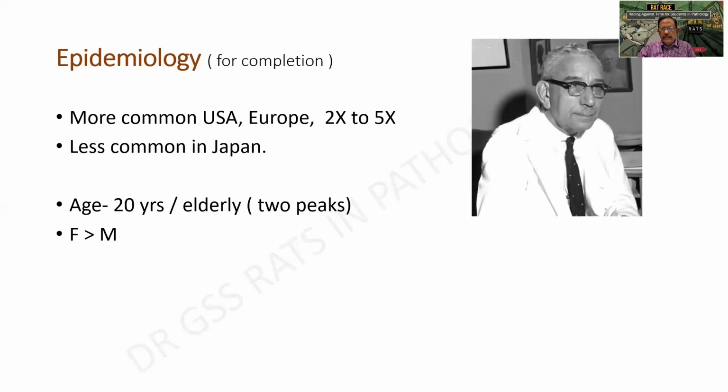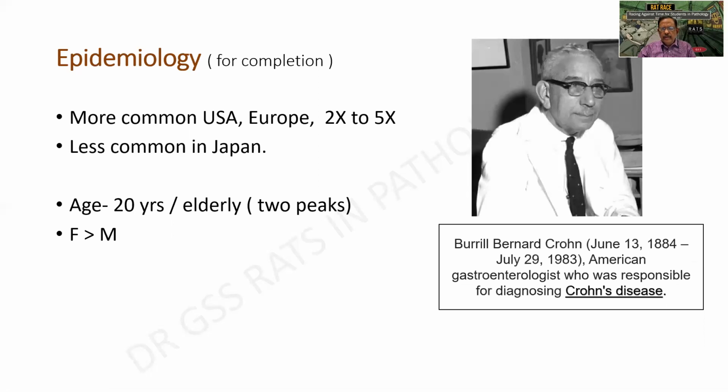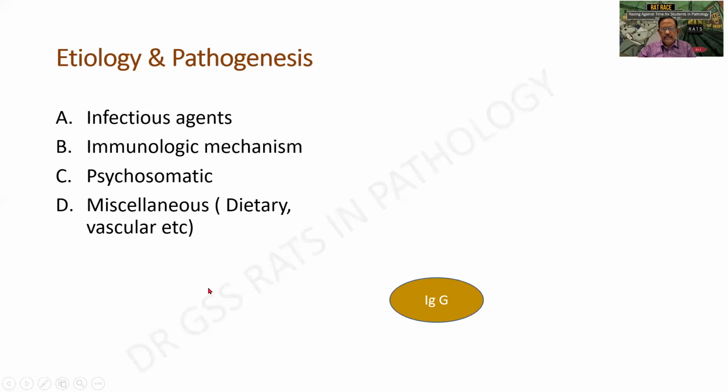Who is this particular gentleman? Crohn. He was an American gastroenterologist after whom the disease has been named. Etiology and pathogenesis, nothing is proven, but then we have to write all. A history of infectious agents, we shall be seeing the list. Immunological mechanism, sometimes associated with psychosomatic disorders, as well as miscellaneous etiological factors such as dietary, vascular diseases, etc., have been implicated in the etiology of Crohn's disease.